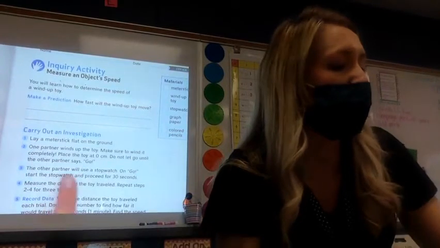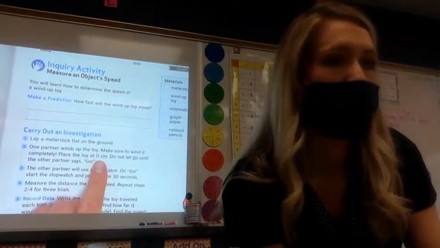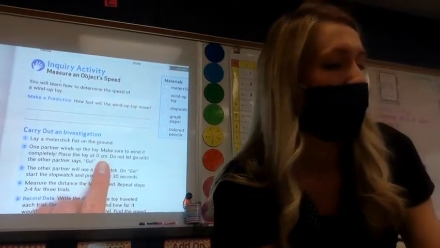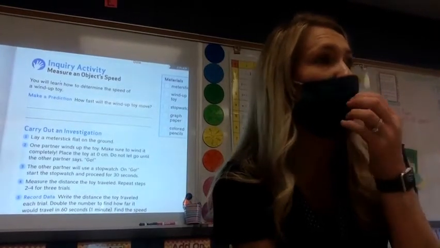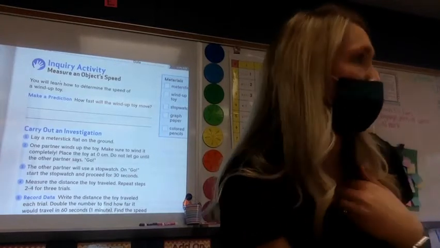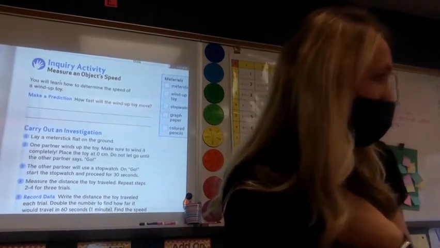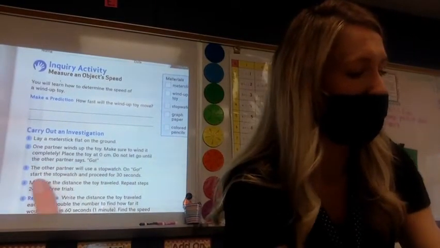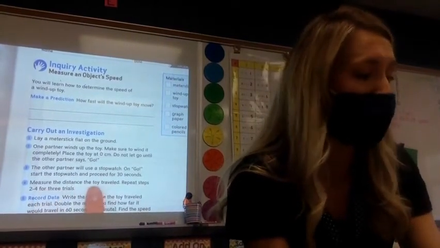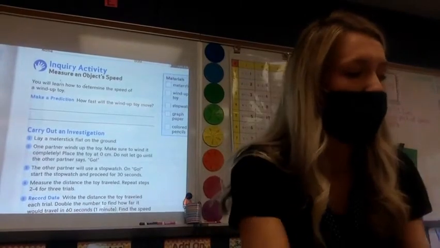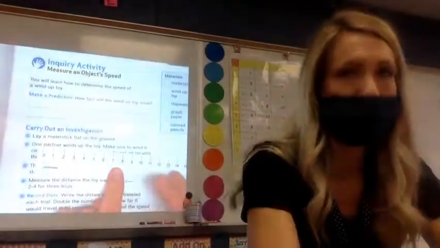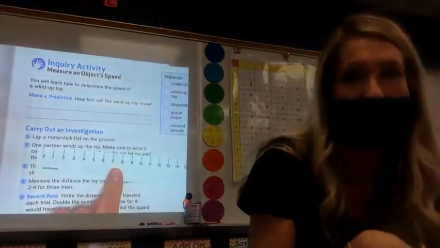If you forget, point in your book to where you can look. It says place the toy at 0 cm, cm meaning? Centimeters. Do not let go till the other partner says go. But here's the deal. I'm the other partner. I'm the one that's going to be saying go and doing the stopwatch today, okay? Sound good? That one will be my job. So I'm the other partner with the stopwatch. I'll say go. So you're going to be working together with your partner, and then you're going to measure the distance the toy traveled. So if I put it at 0 and it starts going, when I say stop, I'll just stop my little guy, and we'll see how far he went.